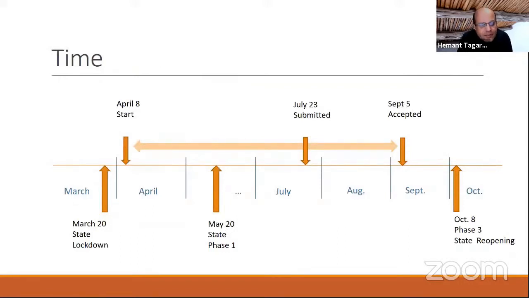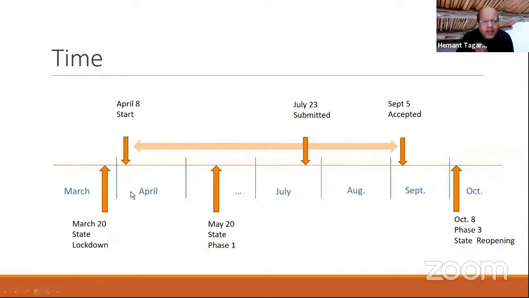In Connecticut, which is the state I live in, our lockdown started on March 20th. On March 20th, the governor of Connecticut said everybody now has to stay home unless you are an essential worker, unless you are actually a physician or a nurse or somebody who works in healthcare. So we all went home on March 20th.